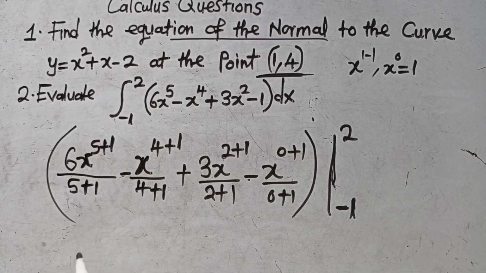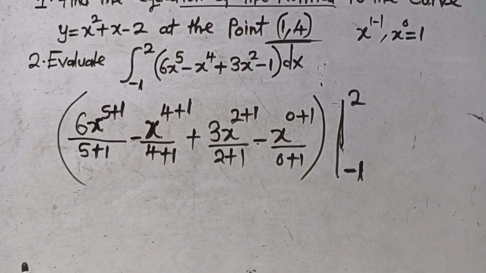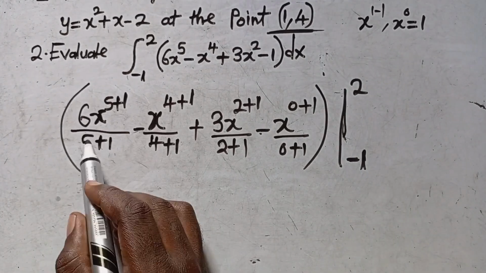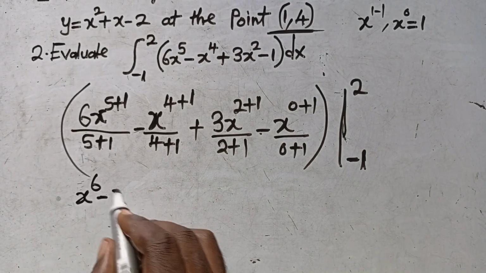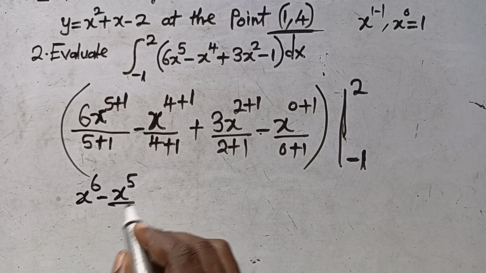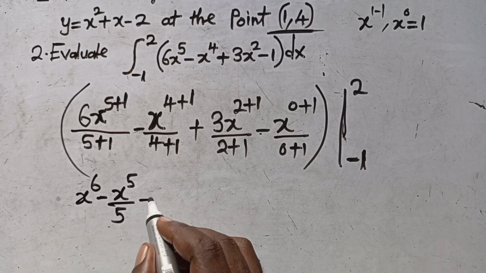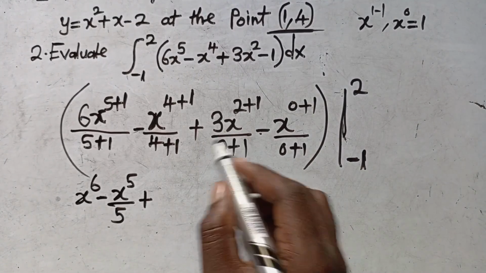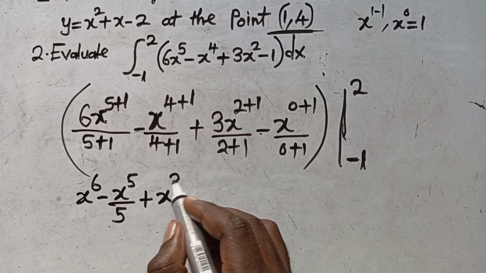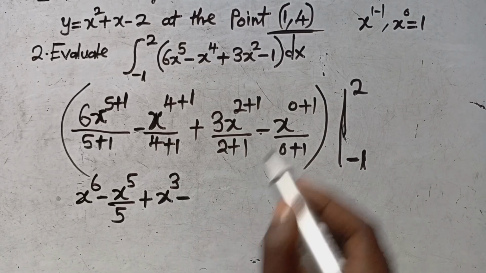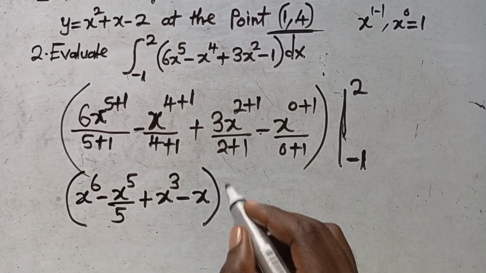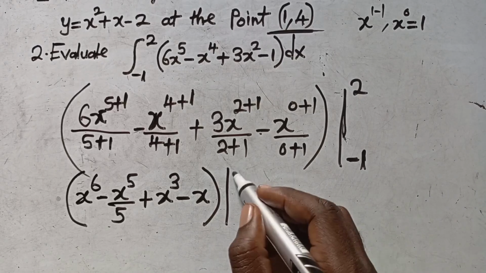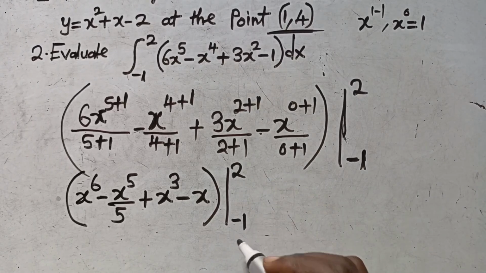This is what I need to do. So I work out what the answer is here. What answer am I going to get at this part? This is the 6. The 6 cancels out. Just have x^6 minus x^5 over 5 there. Then plus, this is 3, the 3 cancels. I'll just have x cubed. Then minus, this is just x. So this is what I'm going to have. Then the limits come this side. I've got 2 and negative 1.